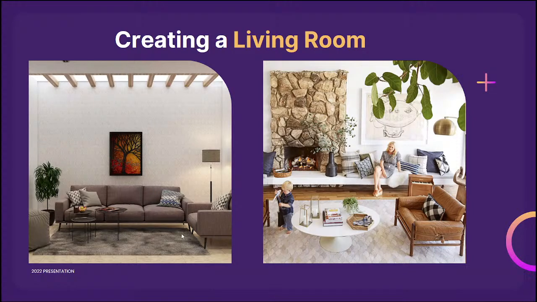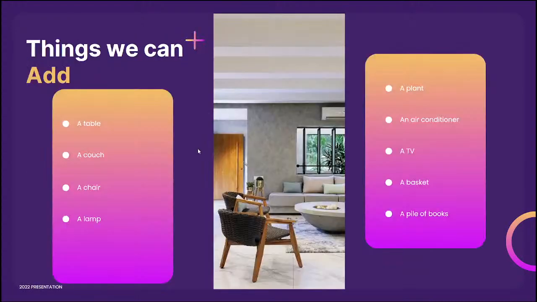So you can see in the reference there's couches, there are chairs, there's a painting, there's a plant, there's a table lamp, there's many things. So I've put down a list of things that we can potentially make. So we can make a table, we can make a couch, chair, lamp, plant, even an AC. We could also make a TV, maybe some baskets and some books. So the number of things you can add just depends on what you want.